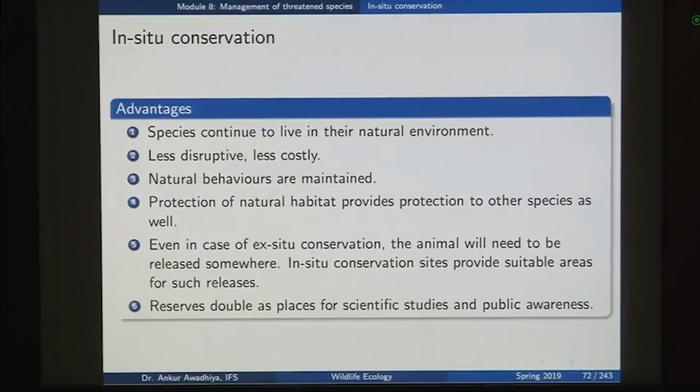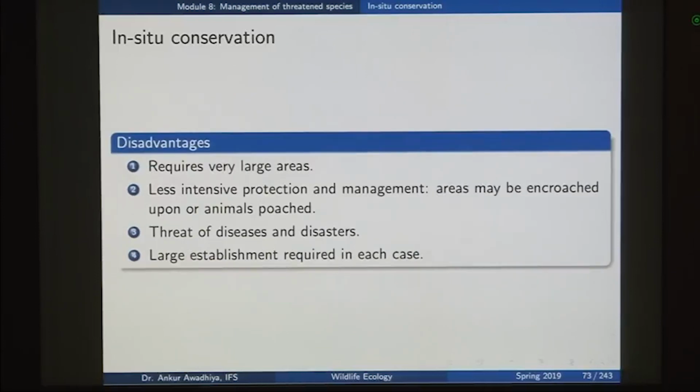And also, reserves double as places for scientific studies and public awareness, which is also why we keep in situ conservation methods. However, it also suffers from certain disadvantages. It requires very large areas. So, in the case of tiger reserves, it will have tens or even hundreds of square kilometers of area, whereas to have a zoo, you might set up a zoo in a very small area, say a few square kilometers. So, in situ conservation has this disadvantage that it requires a very large area.